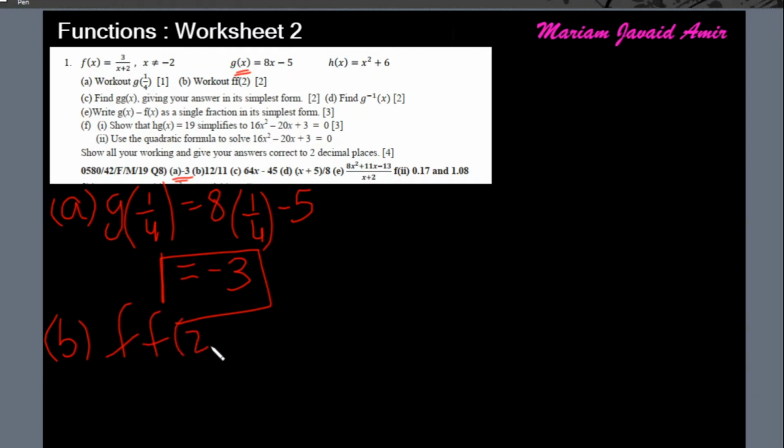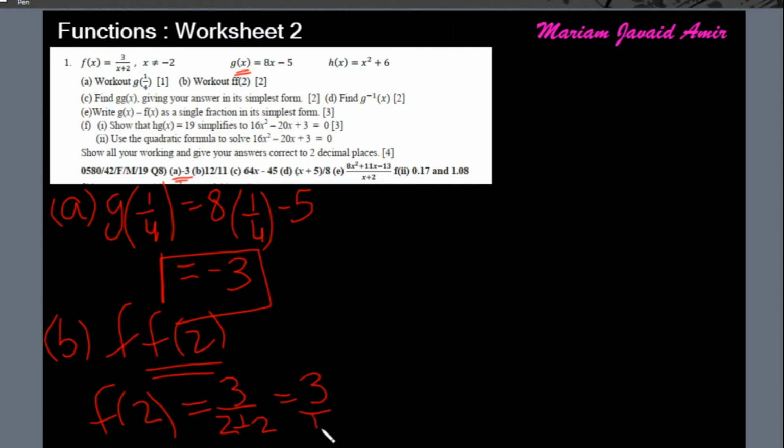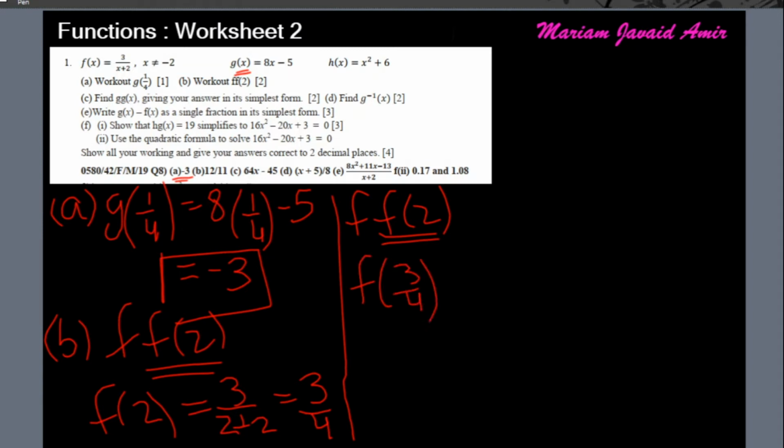Part B says find f(f(2)). For that we find f(2) first. f(2) means in function f(x) change x to 2. So we write 3 over 2 plus 2, which gives us 3/4. So now f(f(2)) actually becomes f(3/4). Now in the function f(x), we'll replace x with 3/4.